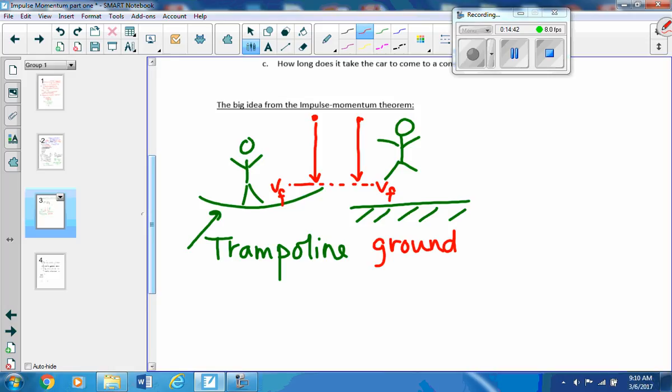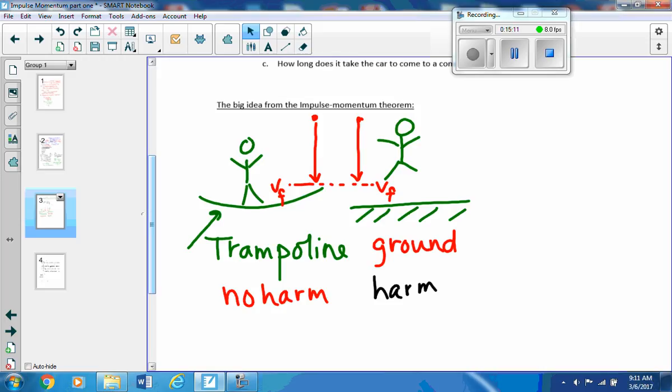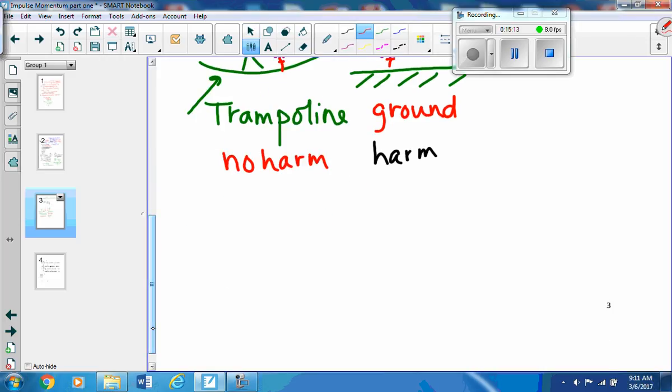There is no change in mass. They're exactly the same. On the left-hand side, if you're jumping on the trampoline, we have no harm. Okay? On the ground, however, we probably have harm. You know, sprained ankles, shin splints, maybe even a broken leg, okay, or worse. And so the question is, why does this happen? Why does this happen? Why?